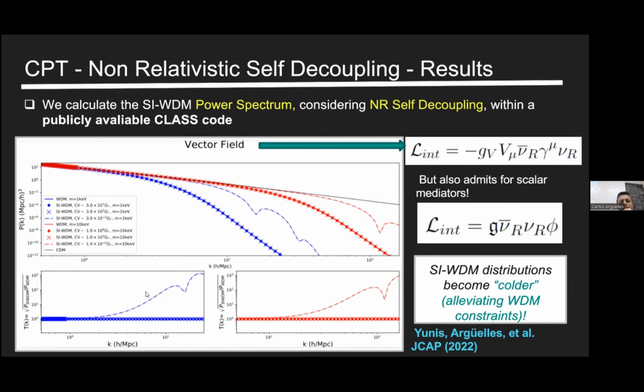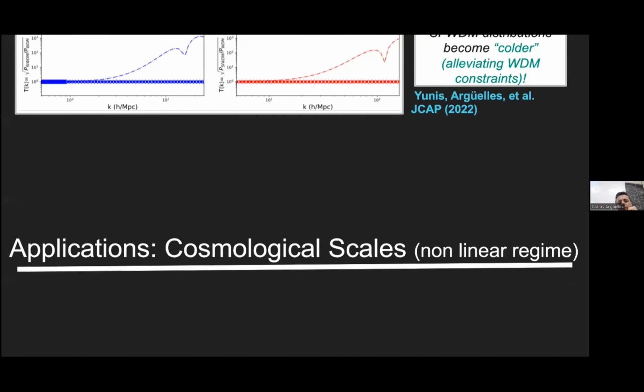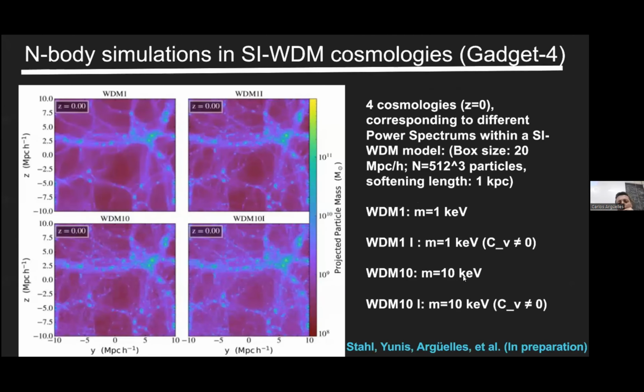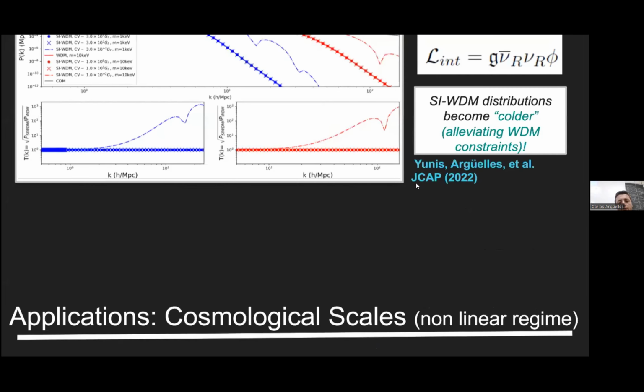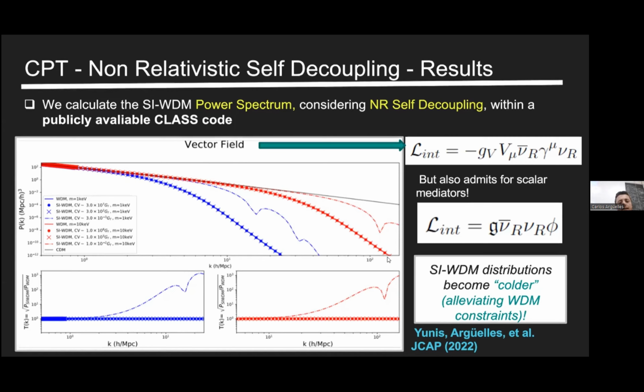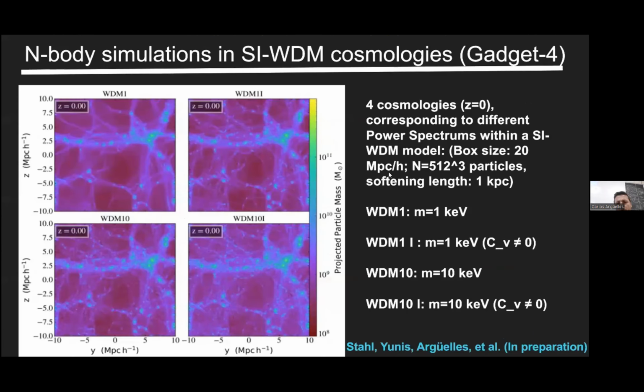What we are studying now is in the non-linear regime, and this is a preliminary result that I'm showing in collaboration with Clément Stahl from Strasbourg University. We have run a suite of different cosmological simulations in self-interacting warm dark matter cosmologies, coming from the power spectrum I have shown here for vector boson interactions. We have run four cosmologies up to now, corresponding to different power spectra. These are the details of the simulation, and as I was showing, for 1 keV, when you allow for interactions, your cosmology becomes similar to cold dark matter.